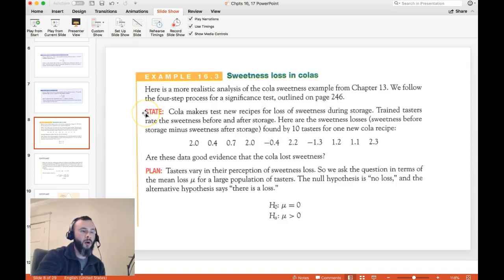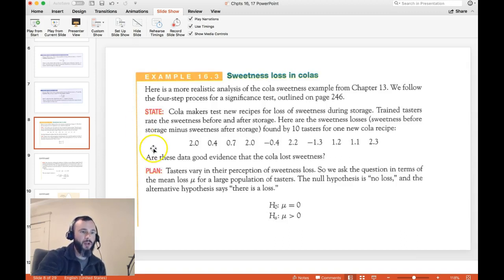Okay, so cola makers test new recipes for loss of sweetness during storage. Trained testers rate the sweetness before and after storage. So before and after. Ideally, what would the difference be between before and after? Ideally, the difference would be no difference, right? We don't want the cola to be any less sweet after it's been stored. That would be bad for business. So the ideal situation would be that the before storage sweetness and the after storage sweetness are both the same, or in other words, the difference is 0.